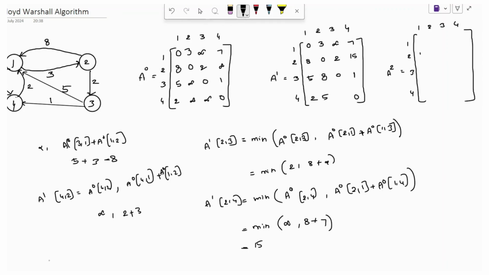Next I have to calculate A1 of 4 comma 3, which is minimum of A0 of 4 comma 3, which is infinity. Anyway it's infinity. Next one, A0 of 4 comma 1 is 2 plus A0 of 1 comma 3. A0 of 1 comma 3 is infinity. So both I am getting as infinity. I am marking it as infinity. This is my A1 adjacency matrix.